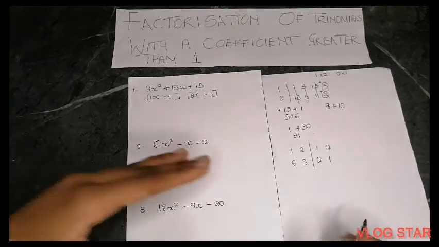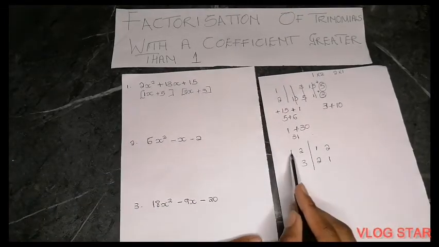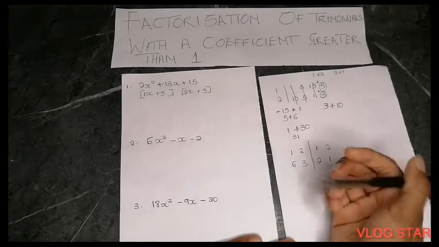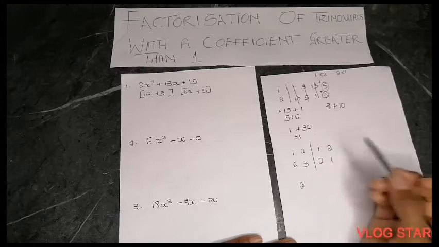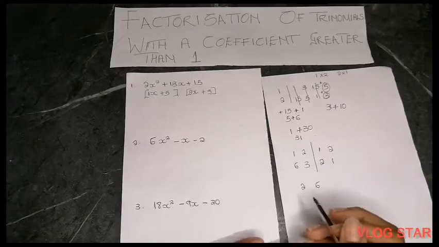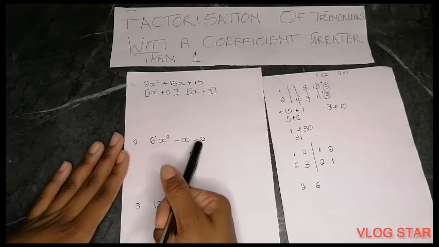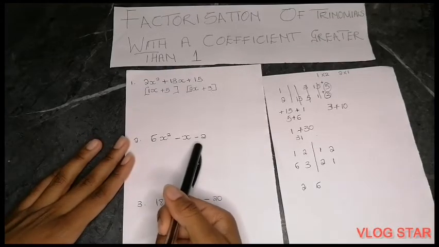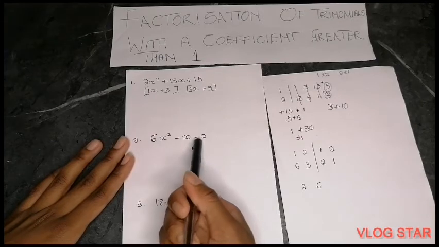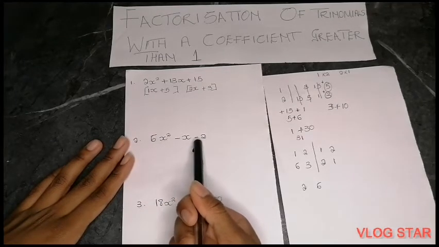So we're going to do our cross multiplication. 1 times 2, it's 2. 6 times 1, it's 6. So right now, when looking at the signs, what are our numbers going to take? They're going to have opposite signs. Why? Because the last term is negative.